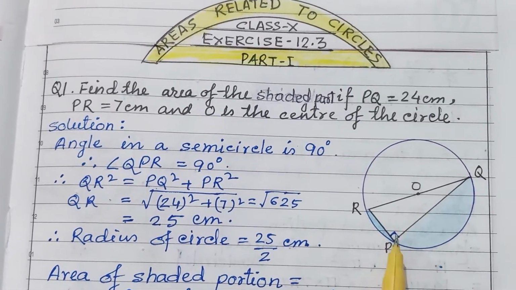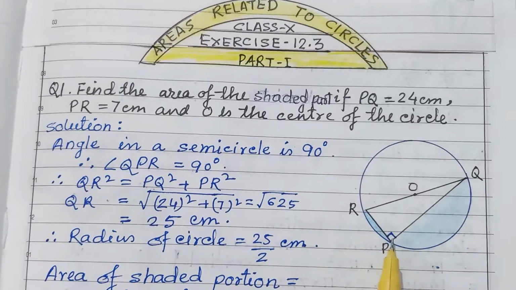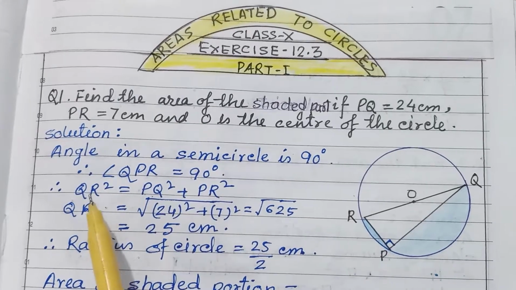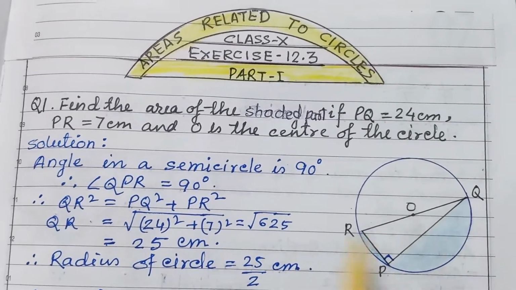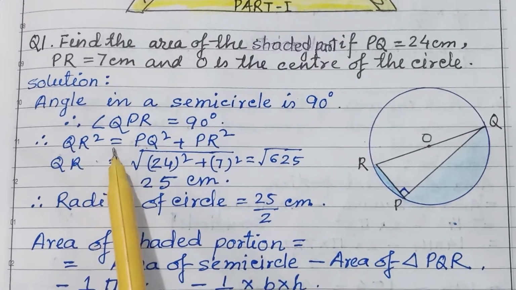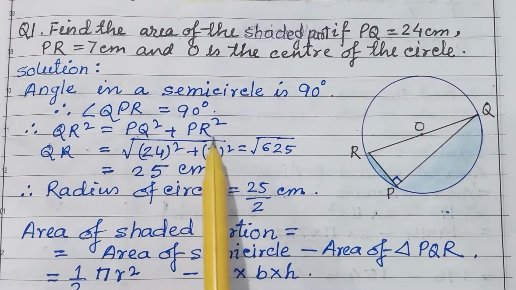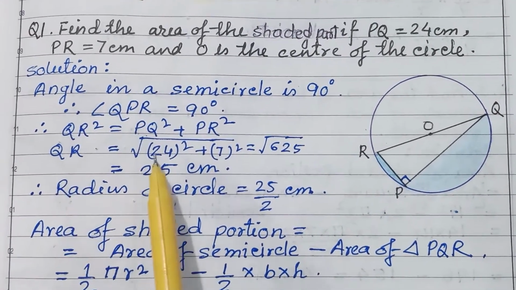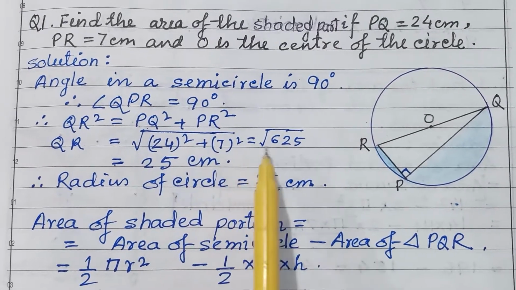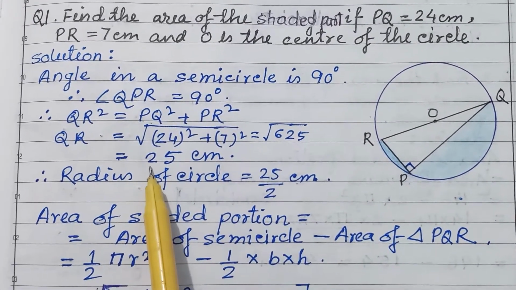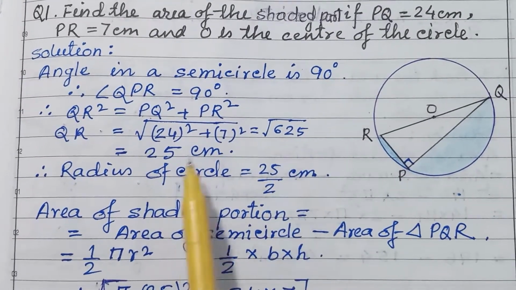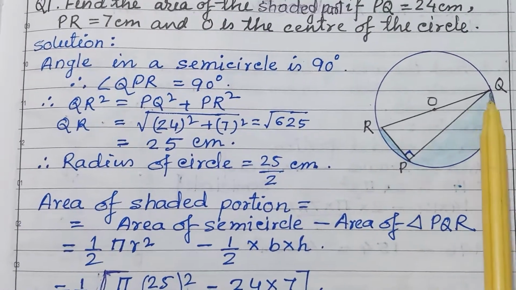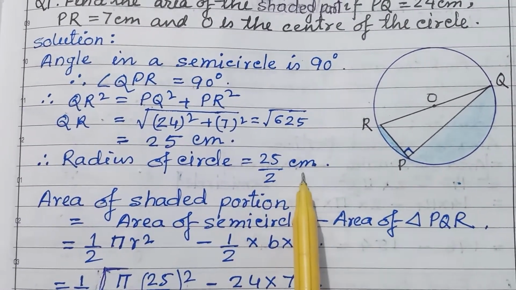We know any angle on the semicircle is 90 degrees. Therefore, angle QPR is equal to 90 degrees. Now, by Pythagoras theorem, QR square is equal to PQ square plus PR square. In this way, we get QR is equal to under root 24 square plus 7 square, which is under root 625, that is equal to 25 centimeter. So the diameter of the circle is 25, and the radius is half of this, 25 upon 2 centimeter.